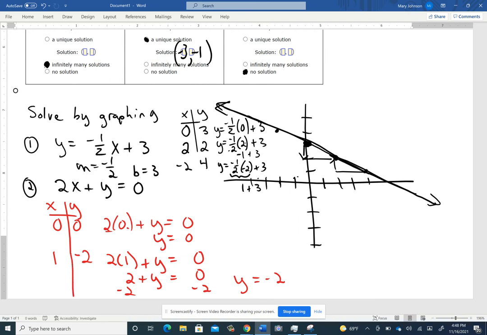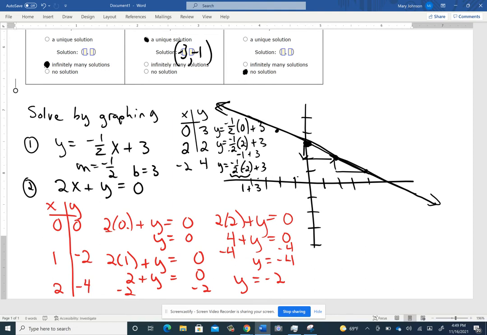Okay. So you don't really have to hesitate too much on these, because really you can just pick something for the x or the y and work it out. All right, if I picked a 2 for x, I would get 2 times 2 plus y has to be 0. 4 plus y has to be 0. So when I subtract 4 from both sides, I get y equals -4.